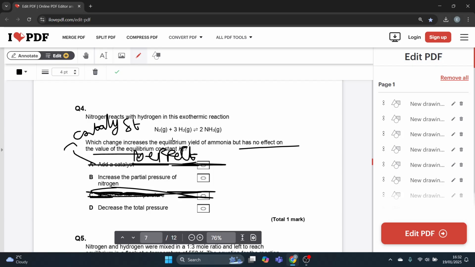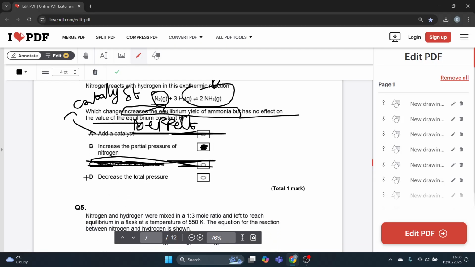Both B and D have no effect on Kp, so that's fine. But which one increases the equilibrium yield of ammonia? If I increase the partial pressure of nitrogen, the equilibrium is going to shift opposite, and therefore it will increase the equilibrium yield of ammonia, because it increases the partial pressure of ammonia, more products divided by reactants.